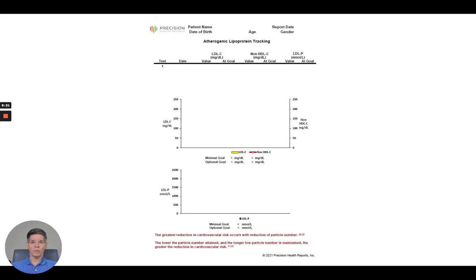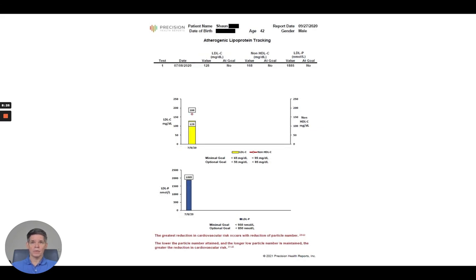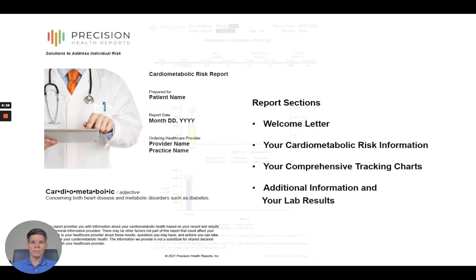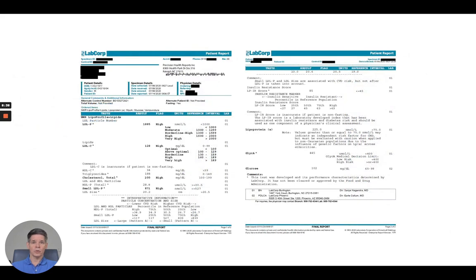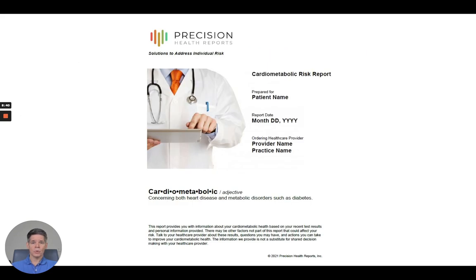The same is true for LDL cholesterol, non-HDL cholesterol, and particle number. There's a chart at the top and a graph at the bottom that will fill in as you go. The last part of this are sheets that are additional information, as well as the information you provided that informed the report, and your laboratory data. So this is your overview to the Cardiometabolic Risk Report.